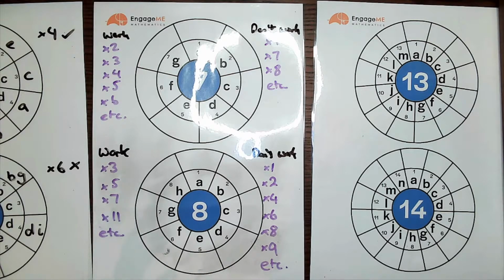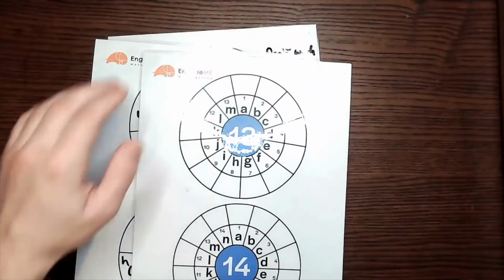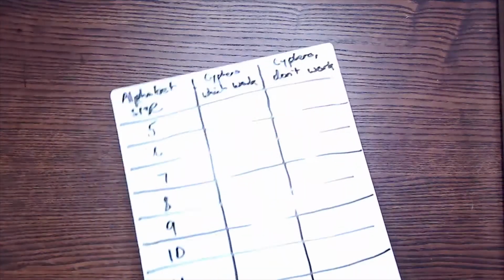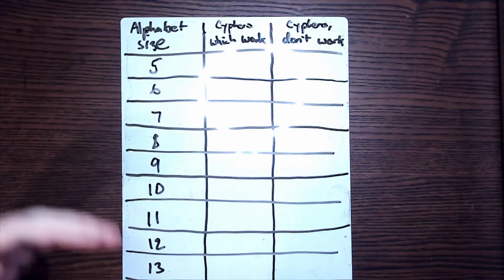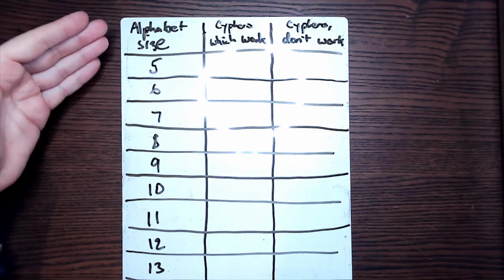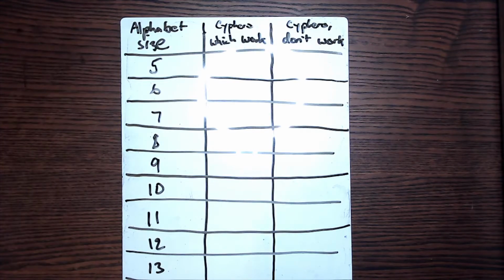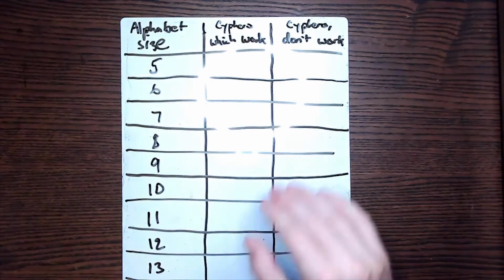What can we do to make sure that we can all have a look at what's coming up and then use all of the information that everyone's exploring to figure out what the actual pattern is? That's where you might want to create something like what you've got here. That is, a table with an alphabet size, where you write down all the alphabet sizes that we've got on those CryptoShifts sheets, and then the ciphers which work and the ciphers which don't.